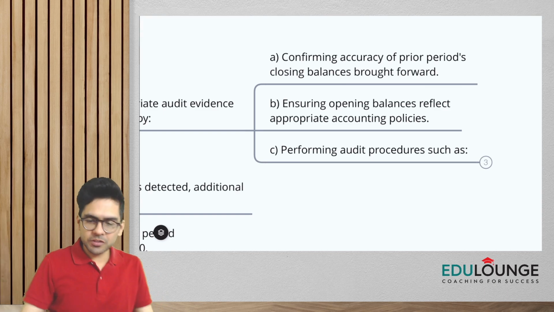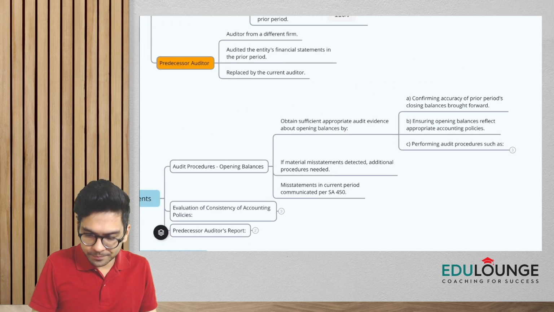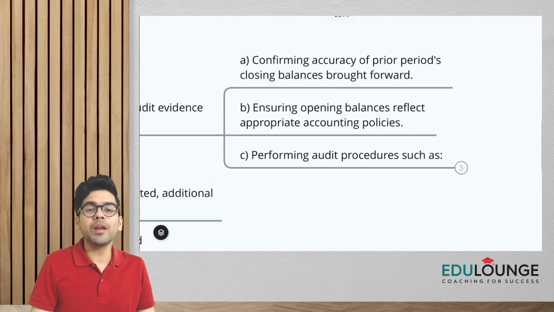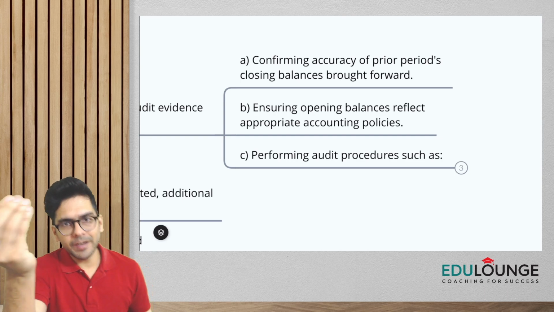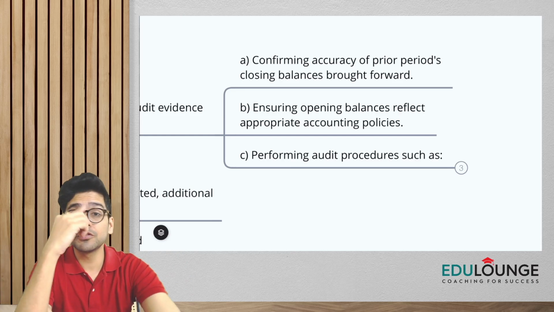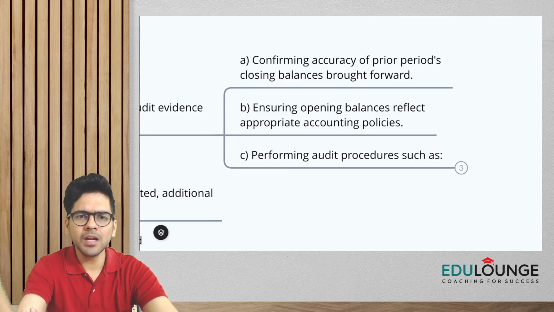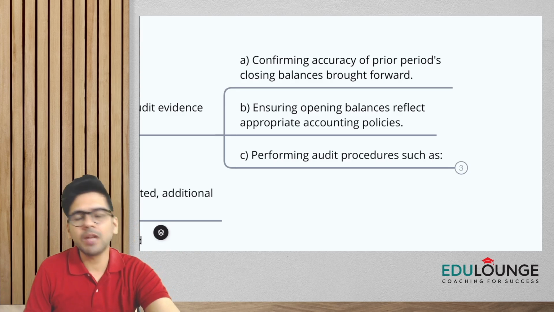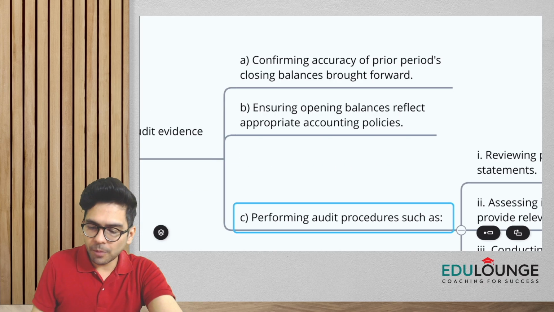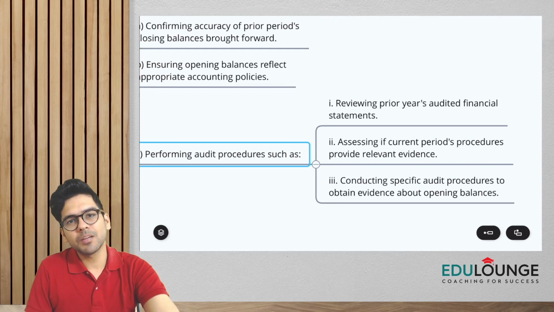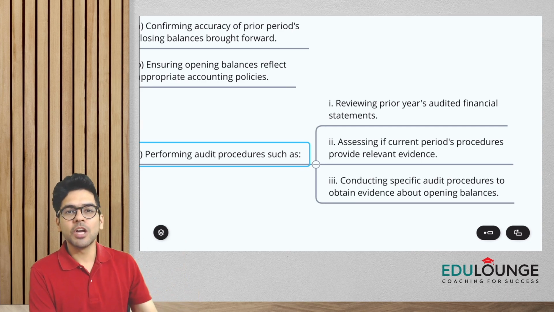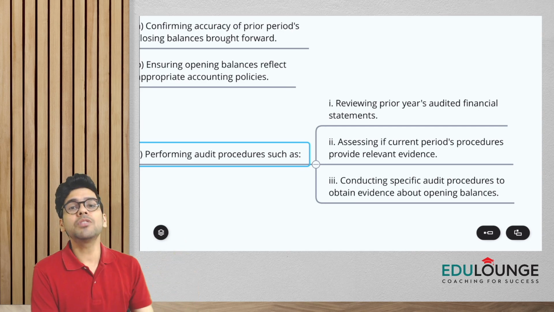So what are the two points which I have just told you, guys? How are you going to obtain sufficient appropriate audit evidence with respect to opening balances? Number one, see whether the opening balances of the current year have been correctly brought forward from the last year. And it's not just about the values and figures. We also have to see whether there is consistency in the accounting policies, whether the opening balances reflect the appropriate accounting policies. And third, we have to perform some more audit procedures, like reviewing the prior year's audited financial statements. If we have the audited financial statements, you can go through them. Let's say last year it was audited by some other auditor, the predecessor auditor. You can review the financial statements.